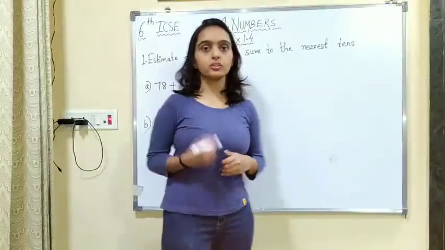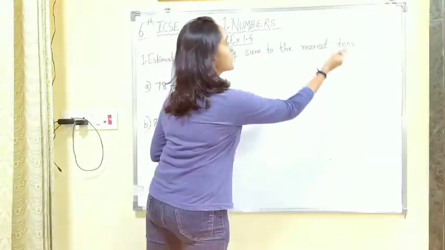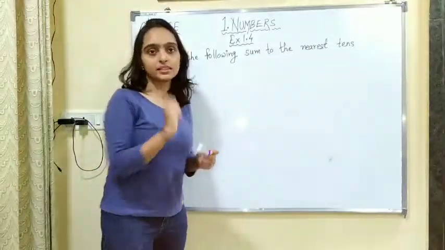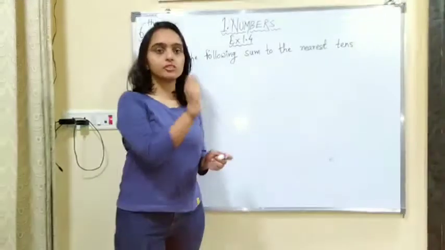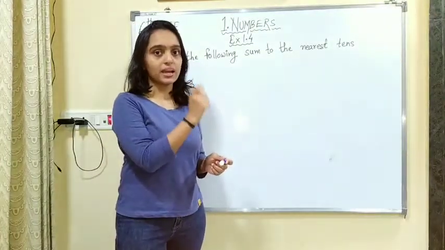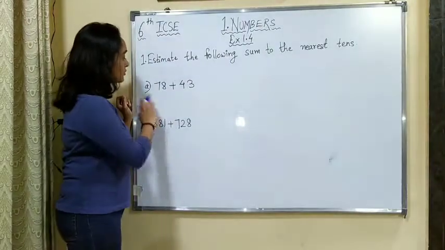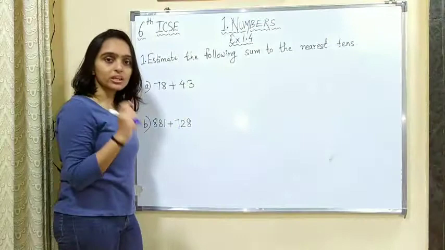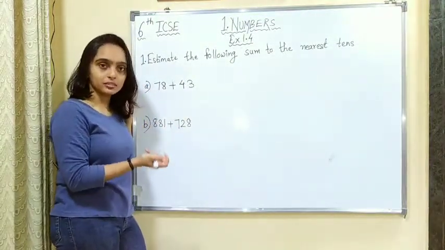Okay, now we will start with our exercise. Exercise 1.4. The first question says estimate the following sum to the nearest tens. So we have to estimate the number to the nearest tens place. For estimating a number to the tens place, we will first see the digit at the units place. Here the first question is 78 plus 43.